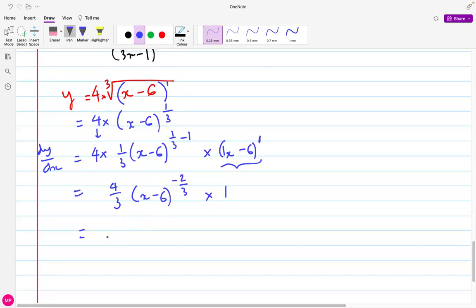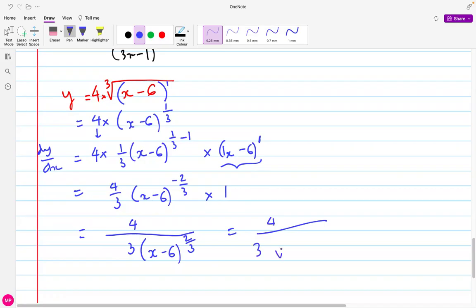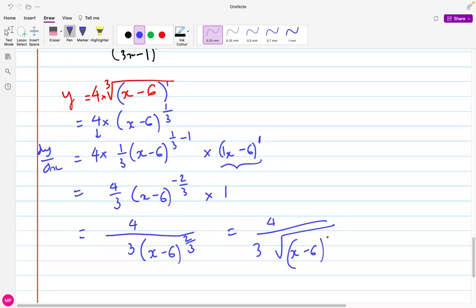And with the negative power, you can make it positive by moving it to the bottom. So you have 4/3 here, over (x − 6) to the power of 2/3, making the negative power become positive at the bottom. And then you can convert to the root form if the question asks for it, but you can leave your answer like that. So (x − 6) to the power of 2/3 means square inside and then cube root outside.